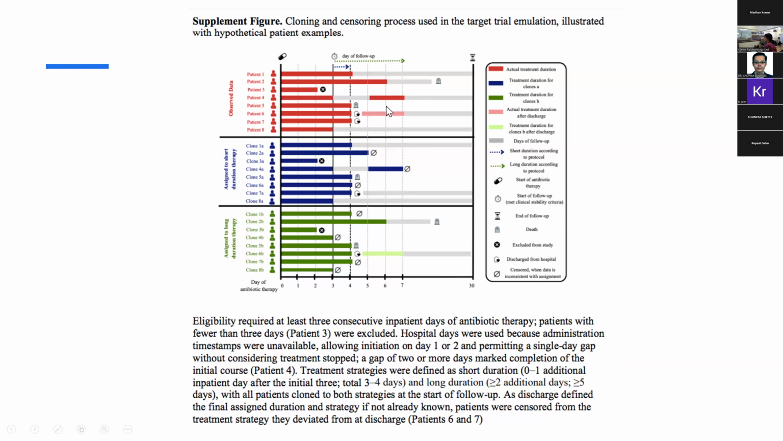Now let's look at the second patient. The second patient took antibiotics for 6 days. So actually you should keep the long treatment clone. You censor the short course clone at day 5, because at day 5 or beyond, the short course clone cannot go on.